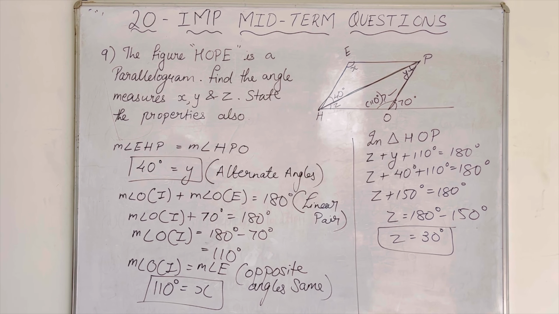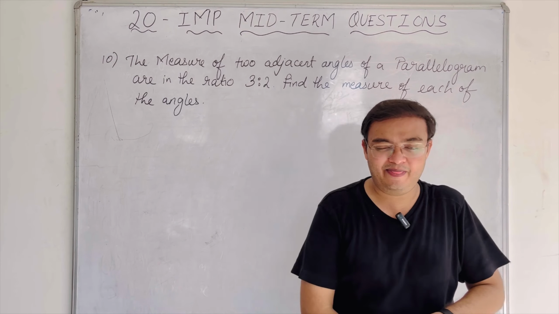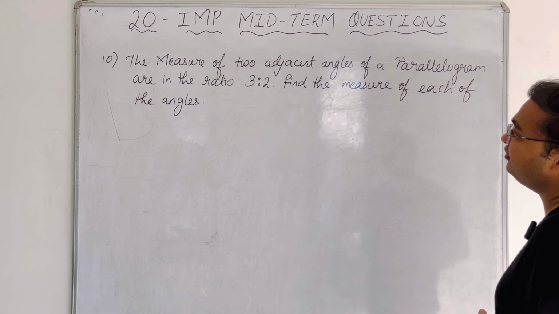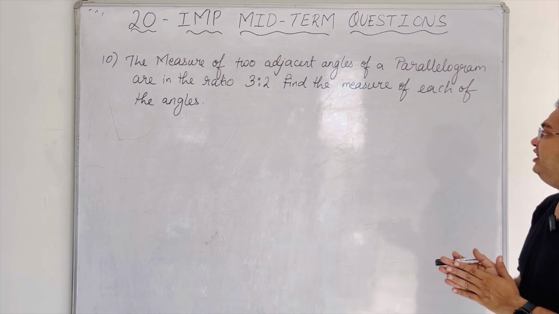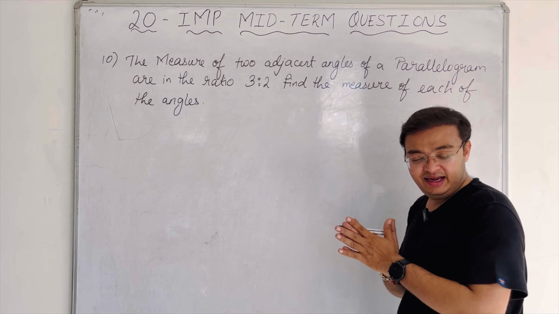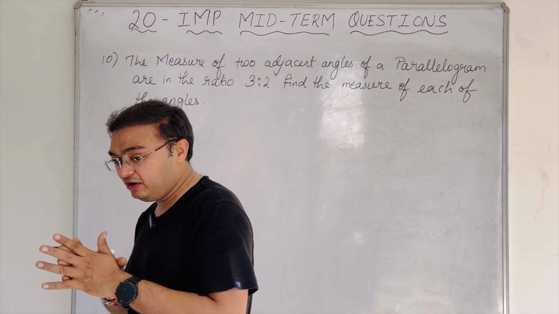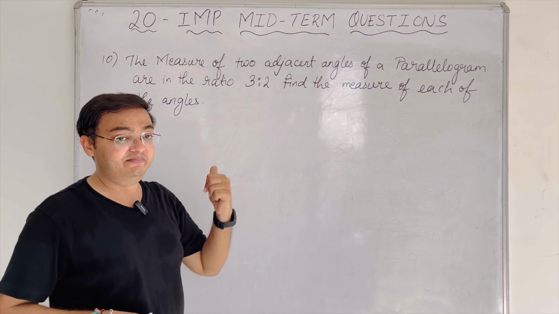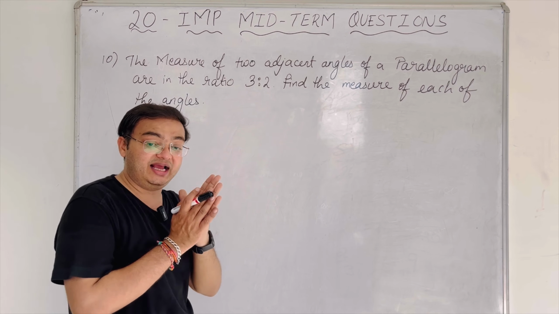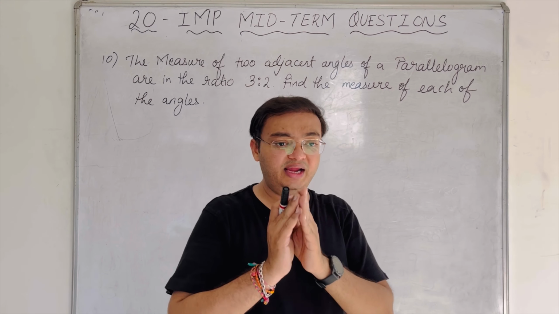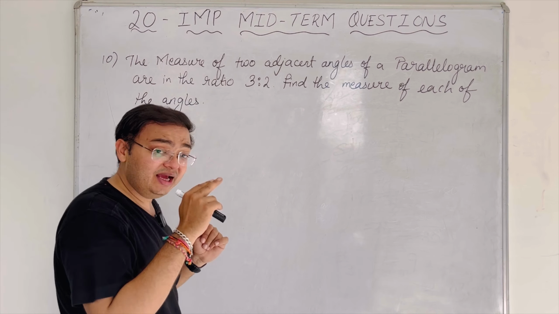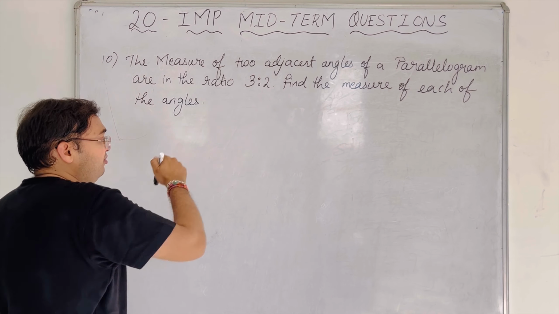So let's move towards our question 10. So here's the question 10. The measures of two adjacent angles of a parallelogram are in the ratio 3:2. Find the measure of each of the angles. That means here again parallelogram, we will recall the properties of the parallelogram in the angles. And that's also adjacent angles, that means adjacent angles make 180 degree. So both the adjacent angles are given in the form of ratio.